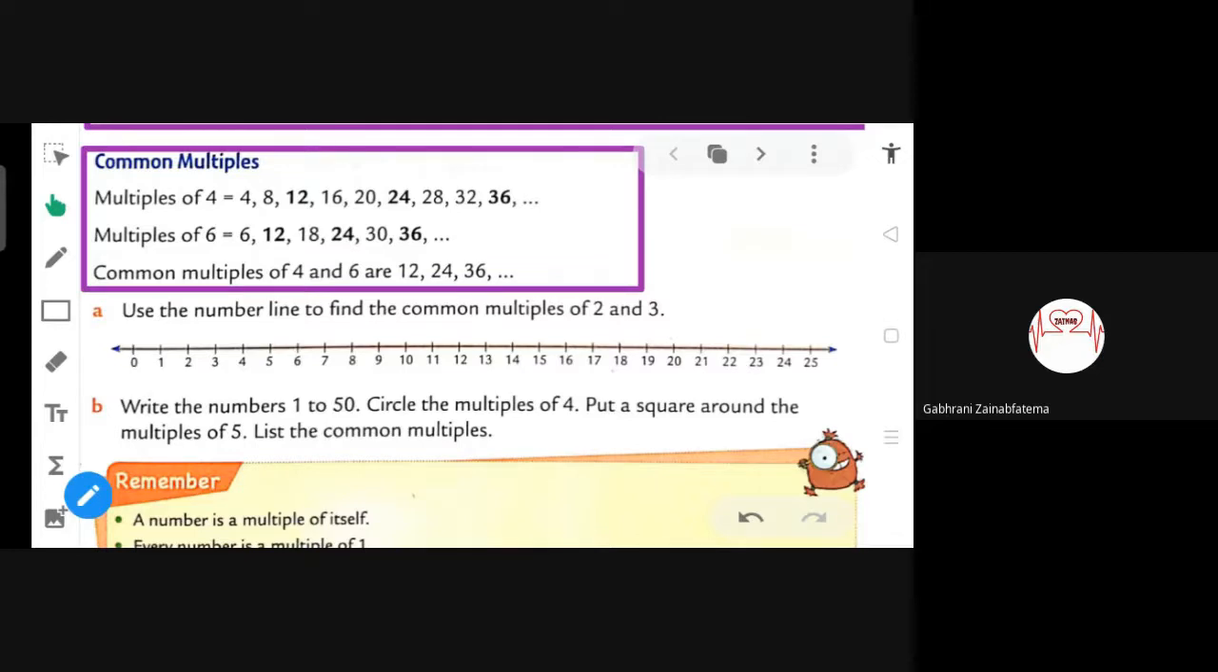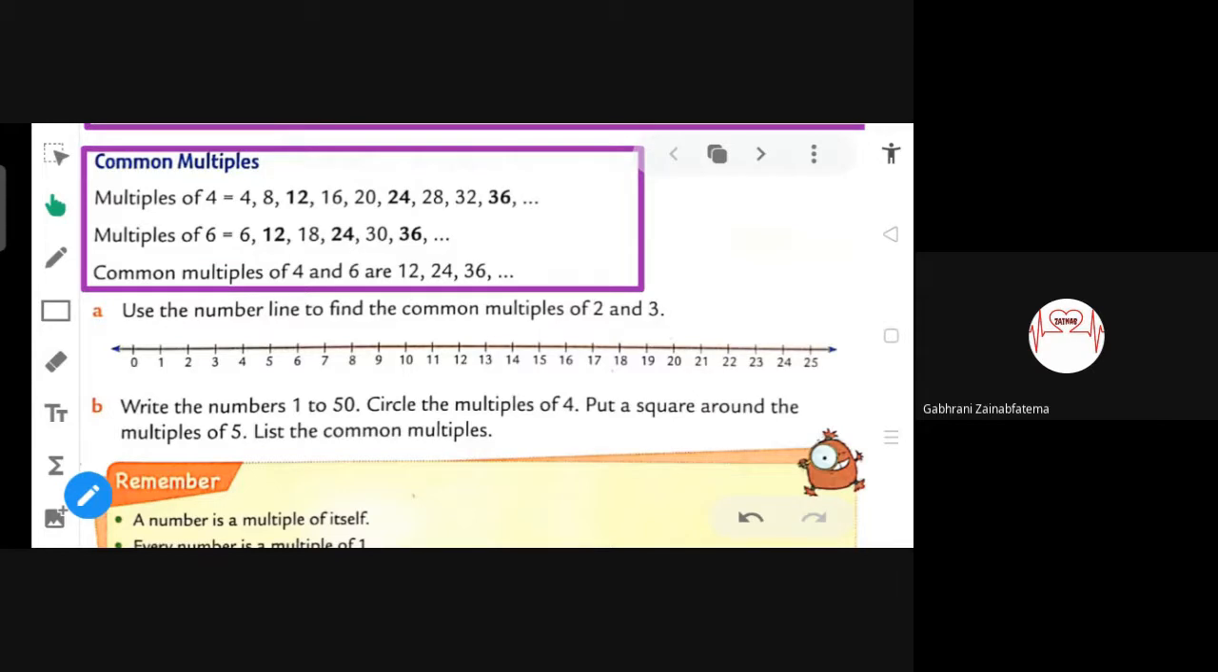Common multiples. Multiples of 4 are 4, 8, 12, 16, 20, 24, 28, 32, 36. Multiples of 6 are 6, 12, 18, 24, 30, 36. Common multiples of 4 and 6 are 12, 24, and 36.